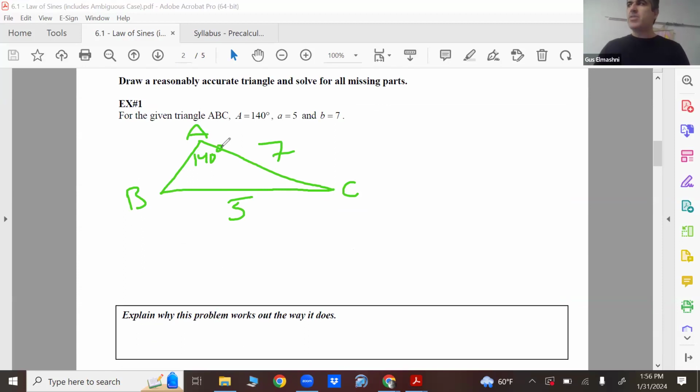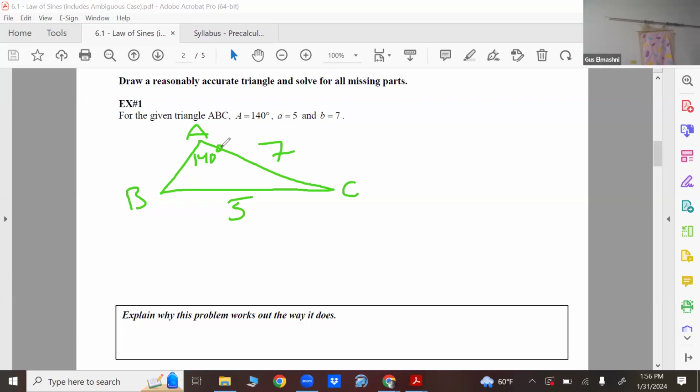Okay, before I even get started with law of sines, I know this is impossible. How do I know this is impossible? Not necessarily. Okay, so 140. Is 140 going to be the largest angle in the triangle? Yeah, because you only have 40 degrees left for the other two.